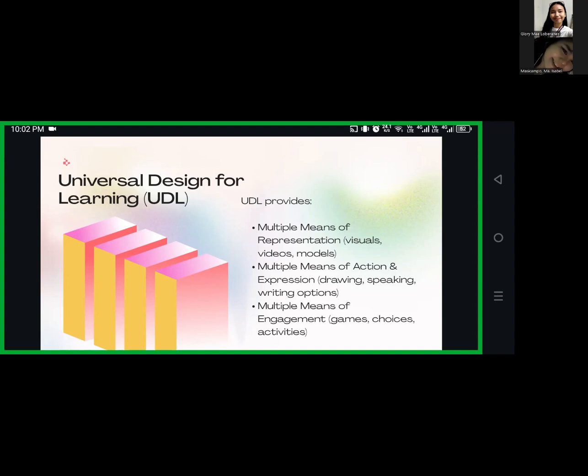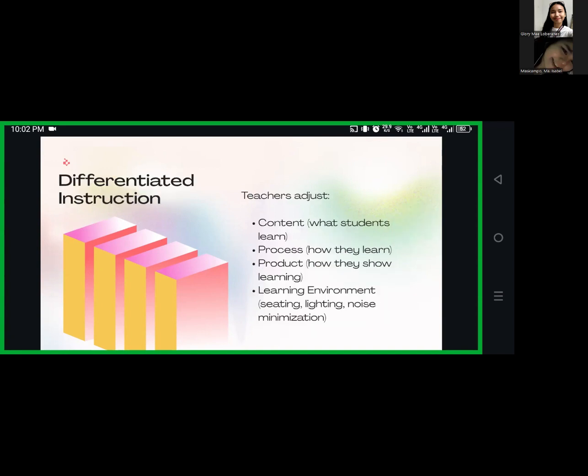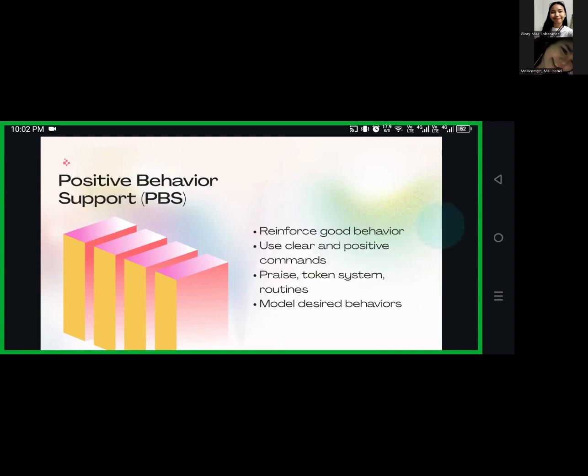We also have another strategy which we call differentiated instruction, where the teachers adjust the content, the process, and the output depending on the learner's abilities. Next, we have positive behavior support, which focuses on encouraging positive behaviors, praising routines, and setting clear expectations rather than giving punishment. These strategies can help create a safe and supportive learning environment for all the learners.